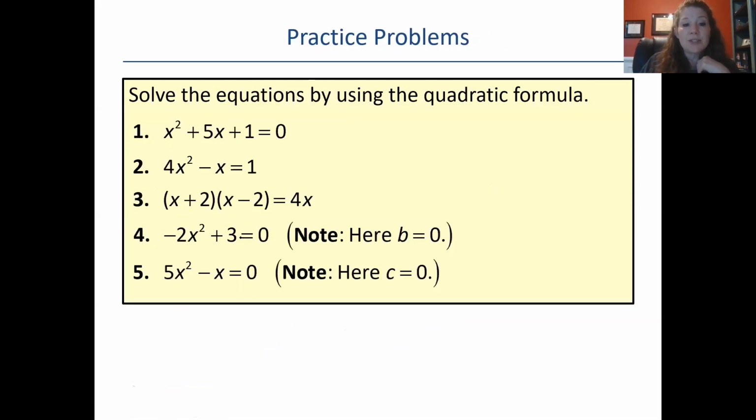It even reminds you on number 4 that B is equal to 0 because there's no X to the first power. And it reminds you on number 5 that C is 0 because there is no constant in this equation. So make sure you use those 2 values for B and C. I'm not going to work these out. I think we've done plenty of examples, but if you don't understand one or if you want some clarification, you can always email me or text me and I will help you out.